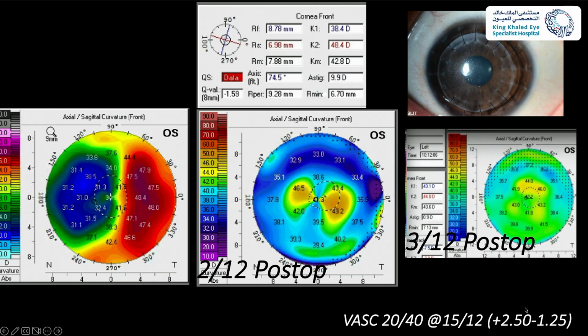At 1 year and a half, after we removed all the stitches, her vision reached 20/40, and her refraction is toward hyperopia, which is good because she's young at the moment. To be honest, she has some surface irregularities at the moment that we can maybe tackle with laser later on.